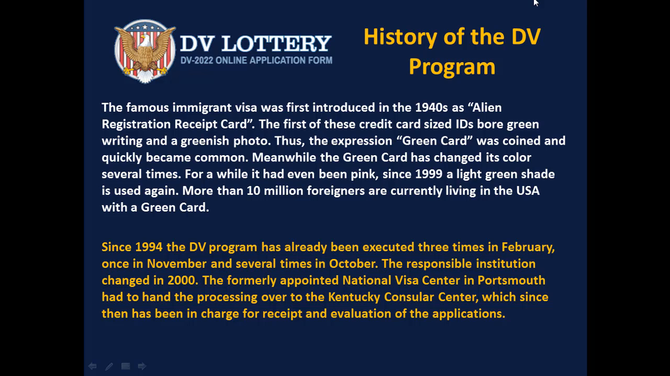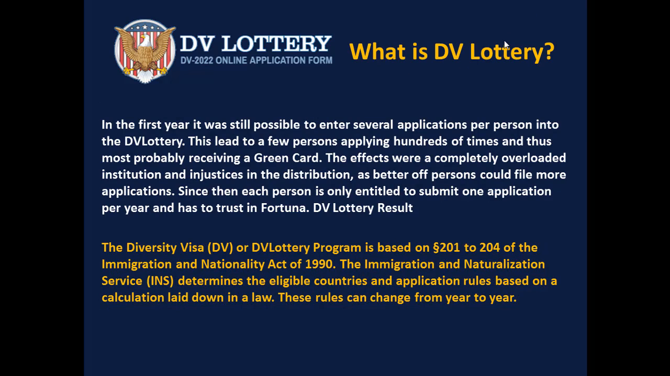More than 10 million foreigners are currently living in the USA with a green card. Since 1994, the DV program has already been executed 3 times in February, once in November and several times in October. The responsible institution changed in 2000. The formerly appointed National Visa Center in Portsmouth had to hand the processing over to the Kentucky Consular Center, which since then has been in charge of receipt and evaluation of the applications.